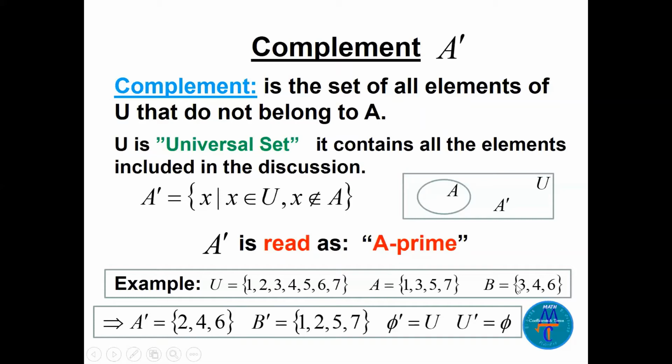Let's find B prime, please. B is 3, 4, 6. So what's left in U, not in B? That's B prime: the 1 and the 2 and the 5 and the 7. Now let's find phi prime, please. Phi prime, the empty set. What will complete the empty set? The whole U. See, phi prime is U. That's a nice rule you can use in the questions. Another one, U prime. What will complete the U? Nothing. U is complete by itself. So U prime is phi. Phi prime is U. Please study this.